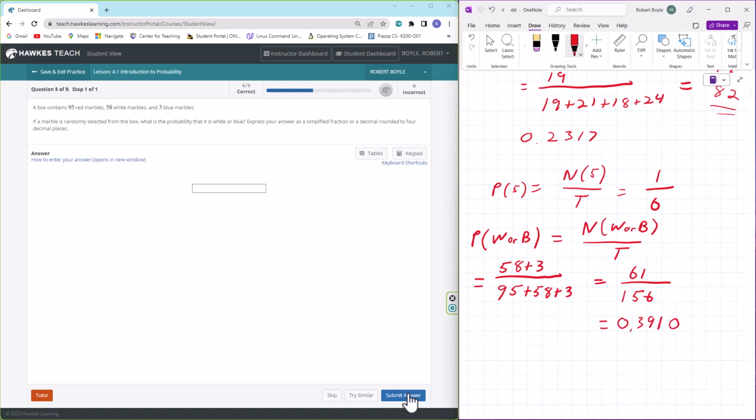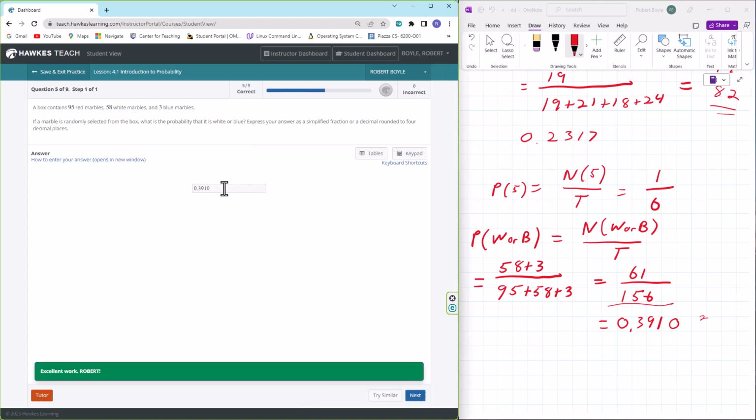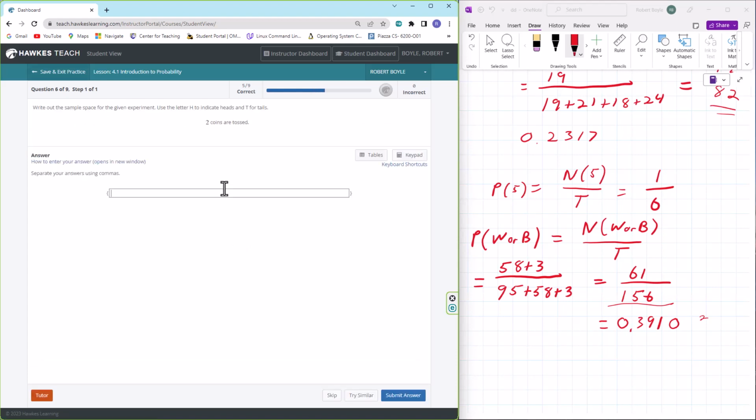0.3910. It turns out that the 5th decimal place is actually going to be a 2, so we would not round up. So we can either put this in for an answer, because that is indeed simplified, or we can just go ahead and use the decimal, which is 0.3910. And there you go. Okay, 3 problems left.